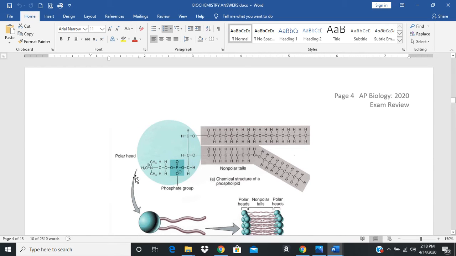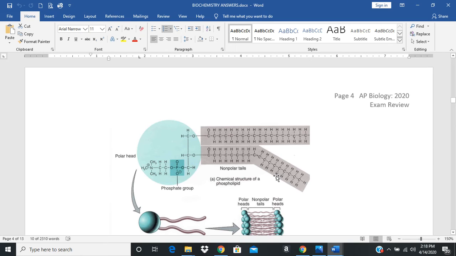Okay, it's got this polar phosphate head. Okay, there's the phosphate group with the charge on it. Okay, it's a negative charge here and a positive charge on this choline. And then we have the two fatty acid tails. Notice one is bent. That would be the unsaturated tail.